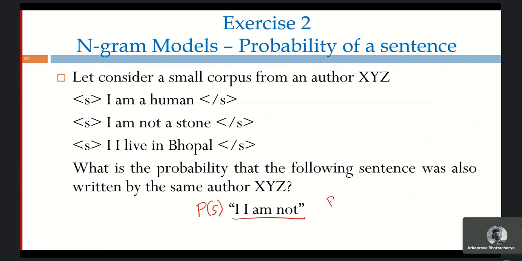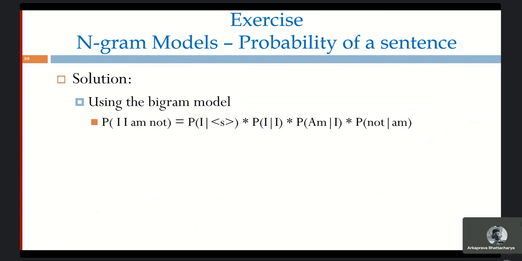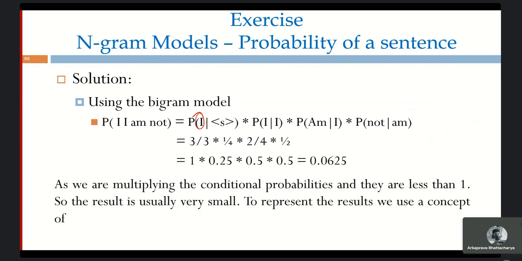That would be the probability of I given start, times the probability of am given I, times the probability of not given am, and so on. I've already solved it here for "I am not." If I place the start of a sentence marker in order to record the first word, you can see 3 by 3, 1 by 4, 2 by 4, and 1 by 2. So it comes to 0.0625.